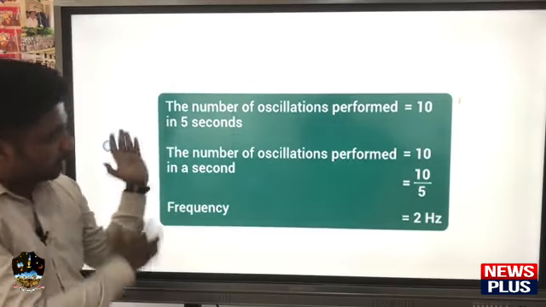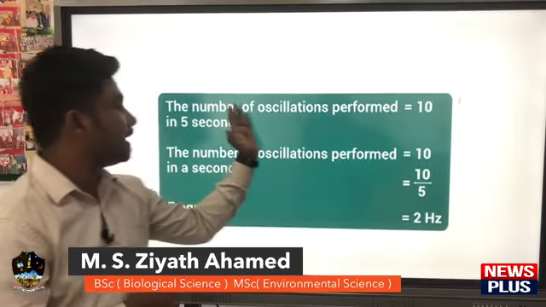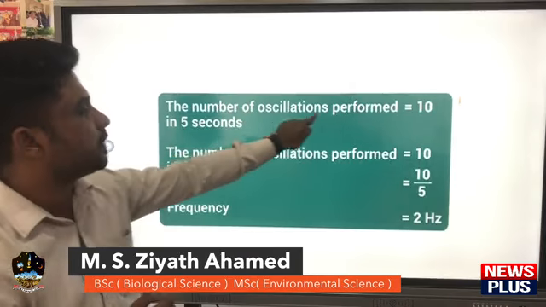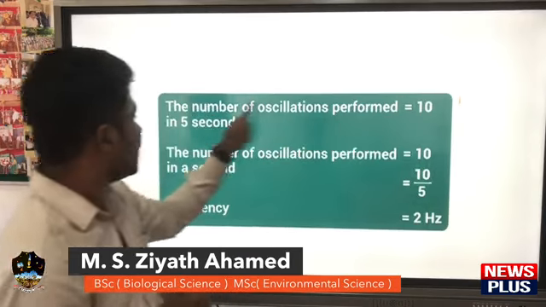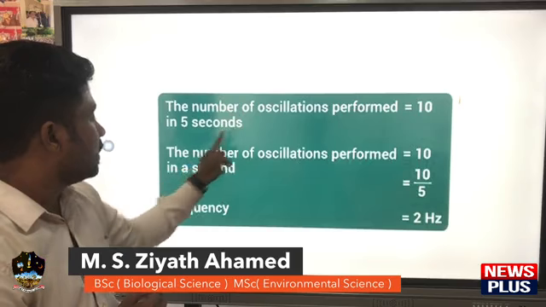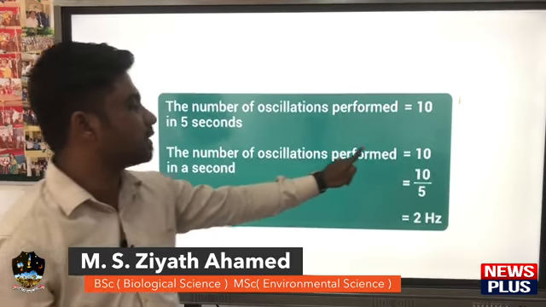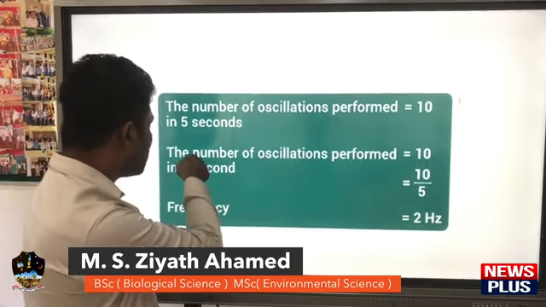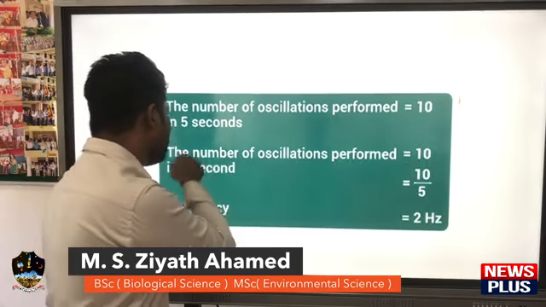Let's look at a small example for frequency. The number of oscillations performed is 10 in 5 seconds. So the number of oscillations performed in a second, that is frequency. In a second means unit time.